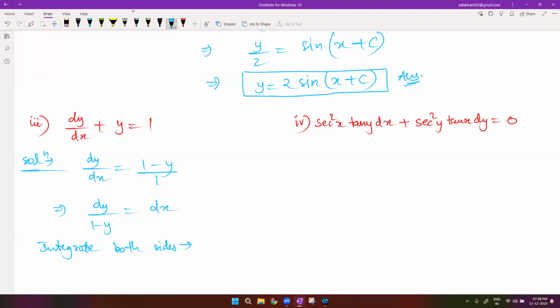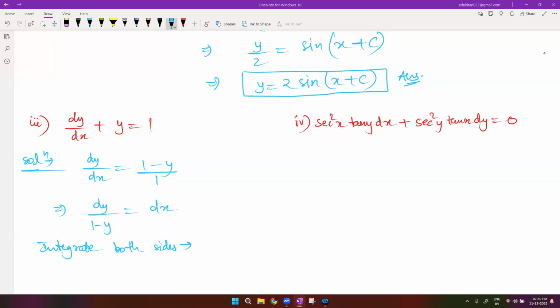Okay. Solve this further and tell me the final answer. And then also solve this fourth question. See, it is also not written in the variable separable form currently, but definitely we can write it like, I mean, we can separate this x and y.